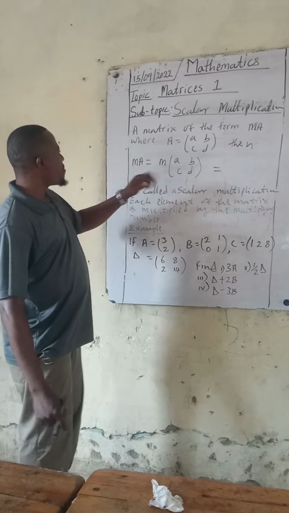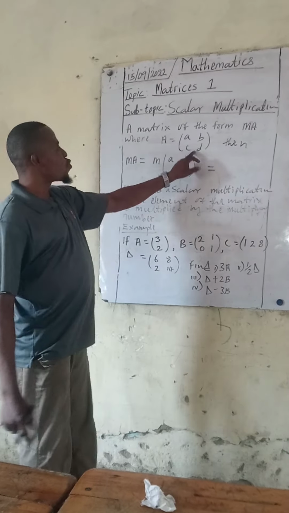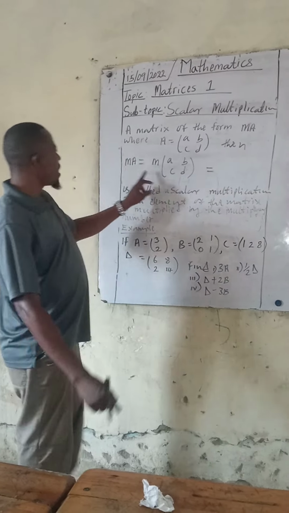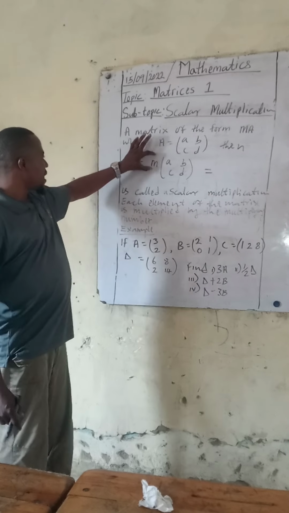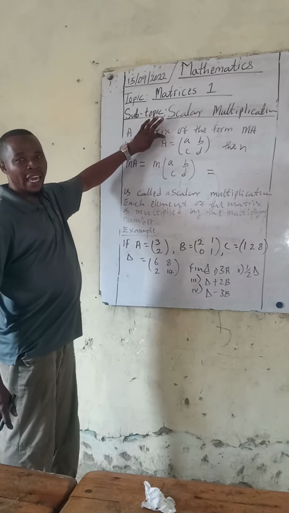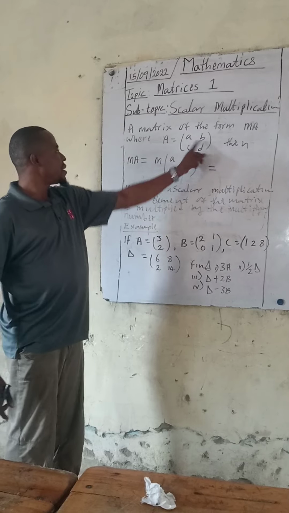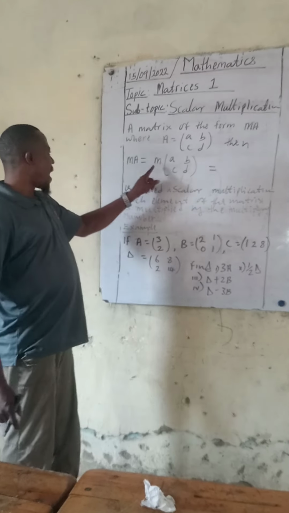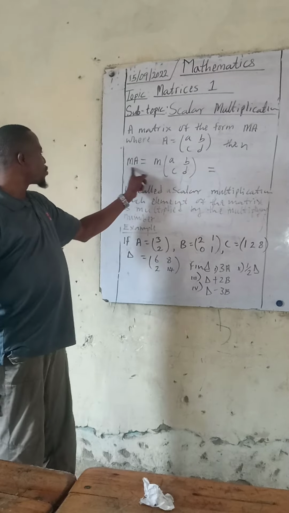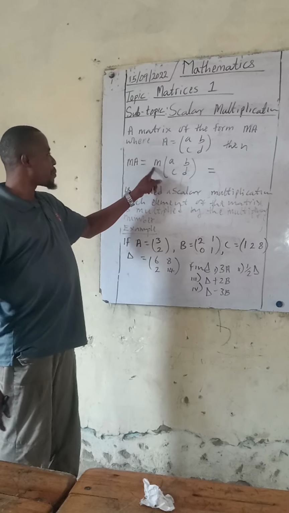So now as you have it, where A equals this, then MA equals this M, we multiply it by A equals A, B, C, and D. So the relationship between the two is multiplication. We now multiply it.